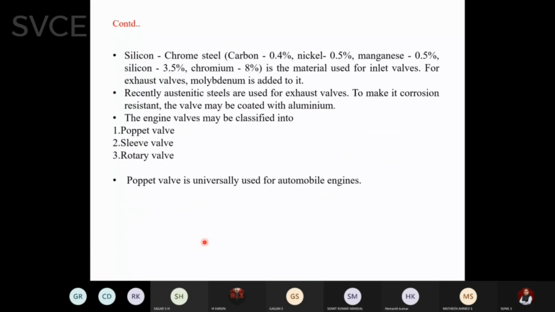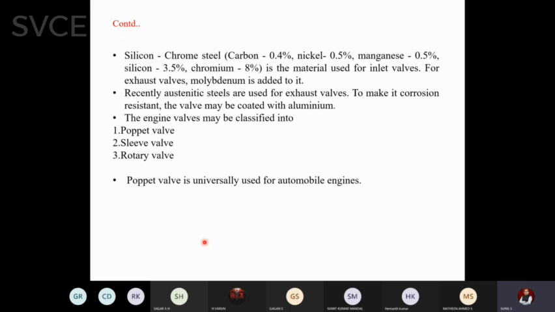Usually what materials are used? Silicon chrome steel is the material used for inlet valves. If you ask why, again it is based on experimentation, on what temperature they can withstand. Silicon chrome steel has a certain combination of carbon, nickel, manganese, silicon, and chromium. Various materials are there for inlet valves.